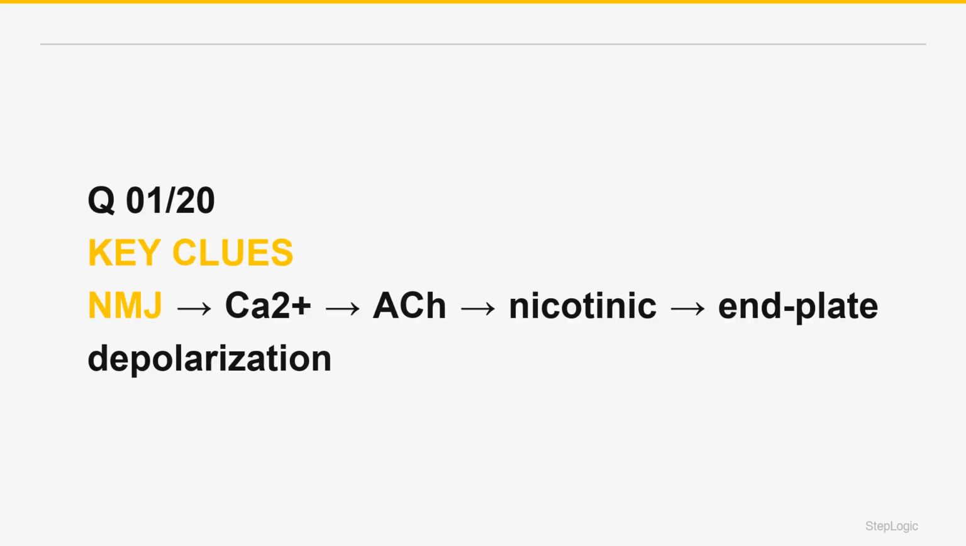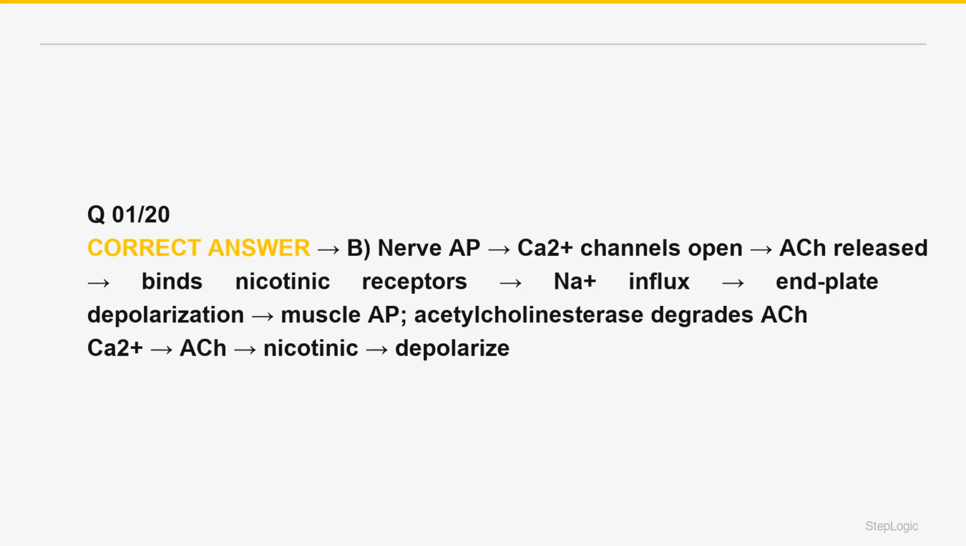Neuromuscular transmission converts an electrical signal in the motor neuron into a muscle contraction. When the nerve action potential reaches the presynaptic terminal, it opens voltage-gated calcium channels. The Ca2+ influx triggers fusion of synaptic vesicles and release of acetylcholine into the synaptic cleft. ACh diffuses across and binds nicotinic acetylcholine receptors, ligand-gated cation channels on the motor end plate of the muscle fiber. The correct answer is B.